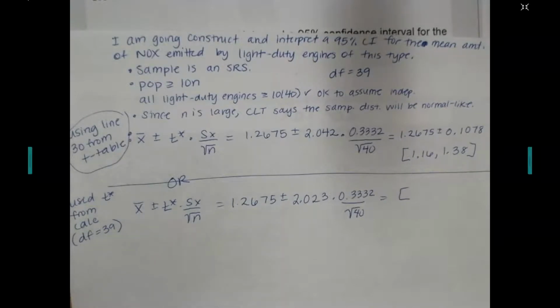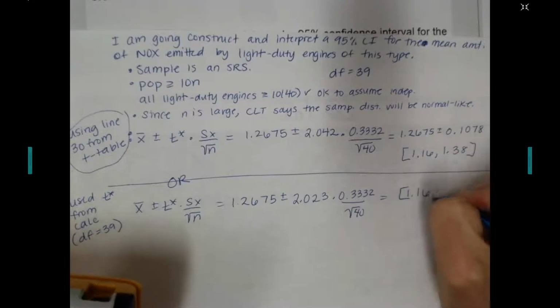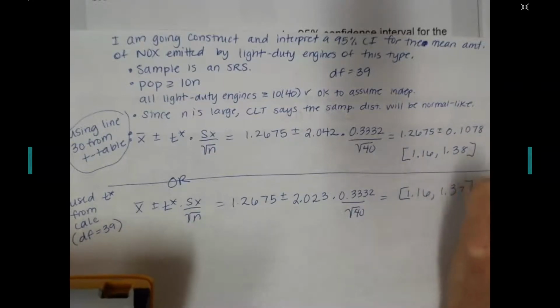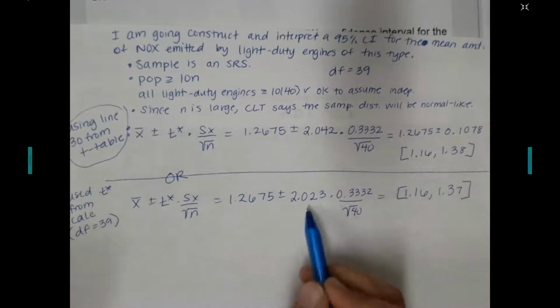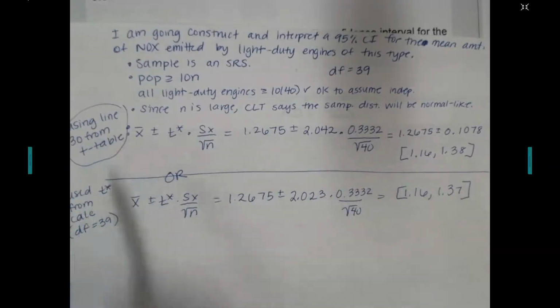So 2675. 1.16 to 1.37. So pretty close, okay? But it is a little bit off because of that. And I will take either one. Just make sure you state which one you are using.